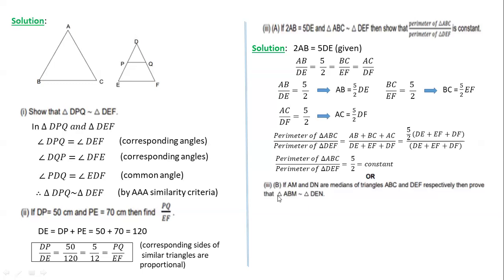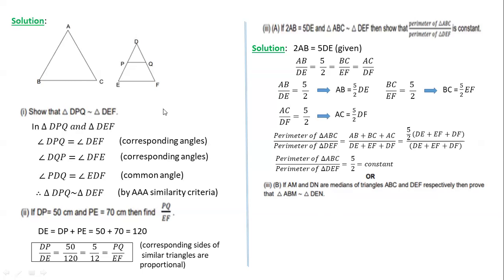Now to prove that these two triangles are similar, let us see how the triangles will be. What is the median? Median means, suppose we want to draw the median of this particular triangle, we'll have to take the midpoint of this side and join it to the opposite vertex. Then that will be called a median. Midpoint joining to the opposite vertex.